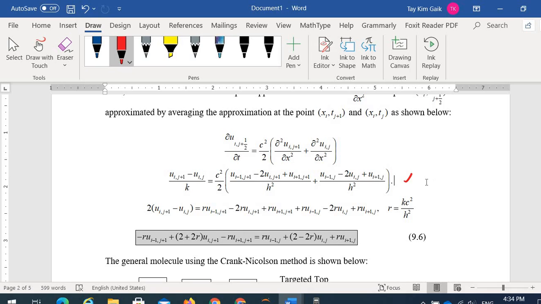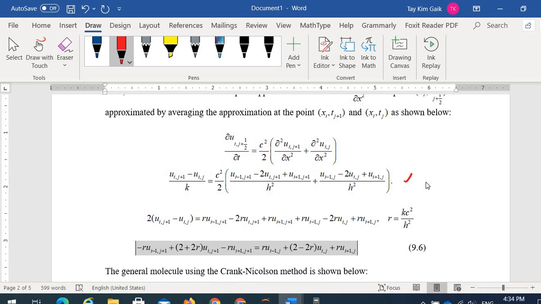So after that, similarly, we bring the k to the right hand side using cross multiplication. So you have here 2. The left side becomes 2 times bracket u i j plus 1 minus 2 u i j, and then right side got k c squared over h squared, which is denoted as r. So you have r times u i minus 1 j plus 1. This is minus 2r, this is plus r, this is r minus 2r plus r.